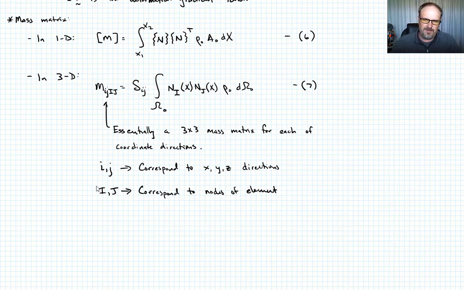So one thing we didn't really need to worry about too much in the 1D case was the mapping to natural coordinates, although we could have. But in the 3D case, we do. We still need to work that out. So let me just write what that looks like.